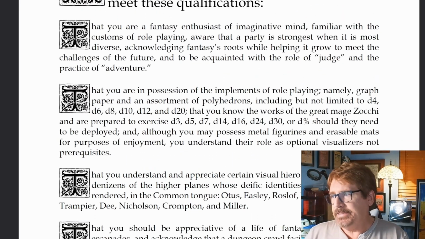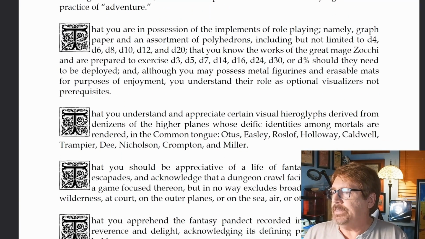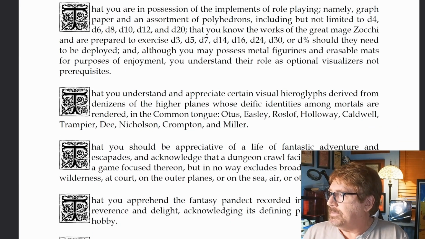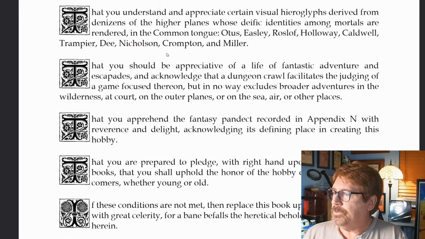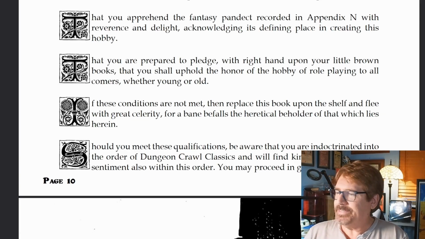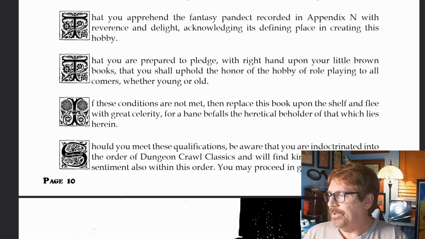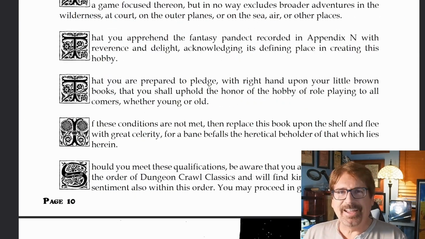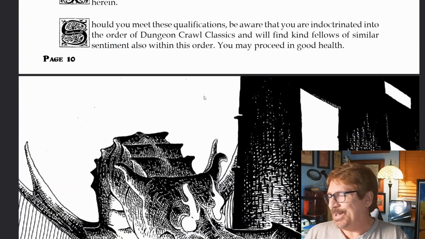So this front page sets the vibe of what kind of rule system this is. It reads to me, not only does it list the different dice that they use, I suppose, but it does set a tone of what kind of game you're expected to run here. And basically, I think it's a good read. The tone is also reminiscent of Gary Gygax, where he threatens and warns you: if you don't meet these conditions, replace this book upon yourself and flee with great celerity, for a bane befalls the heretical beholder of what lies herein. That's how Gary Gygax used to write in his first Dungeon Master's Guide, threatening the reader.